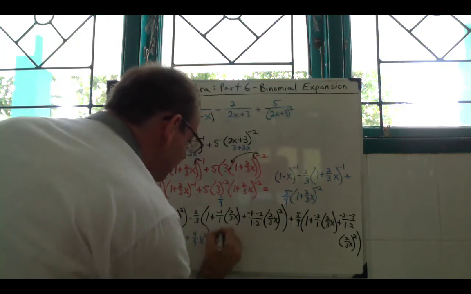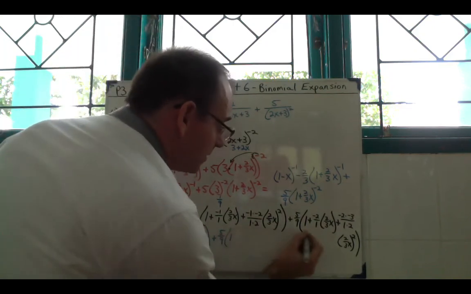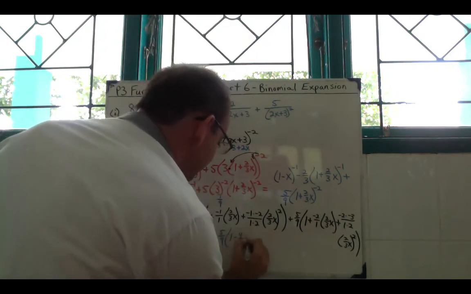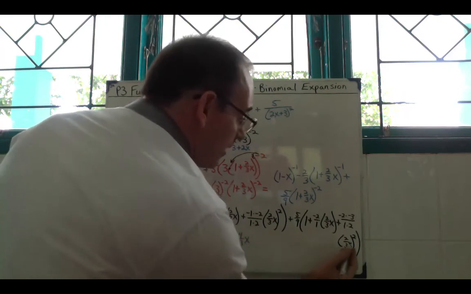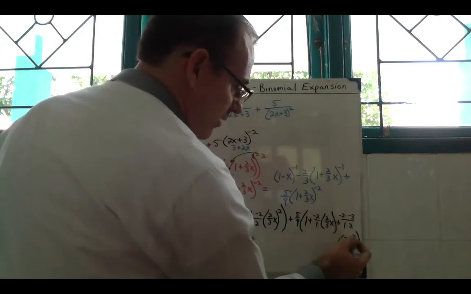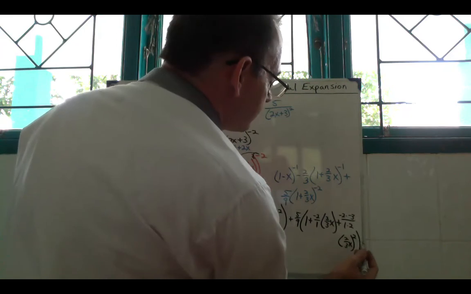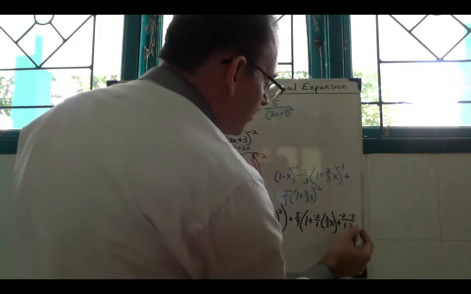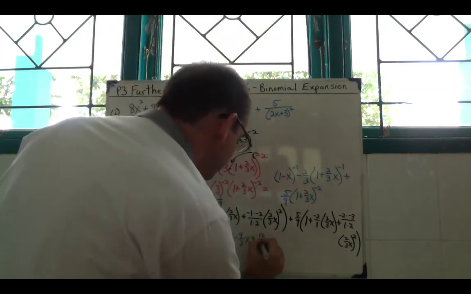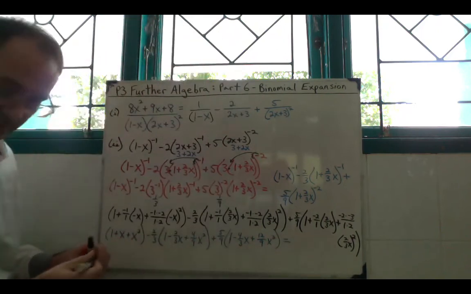plus 5/9 times 1. Here was a negative 4/3 x. And plus the 2's cancel, we get a 3 times 4/9. So 3 times 4/9 is 12/9 x squared. So we got that far there.